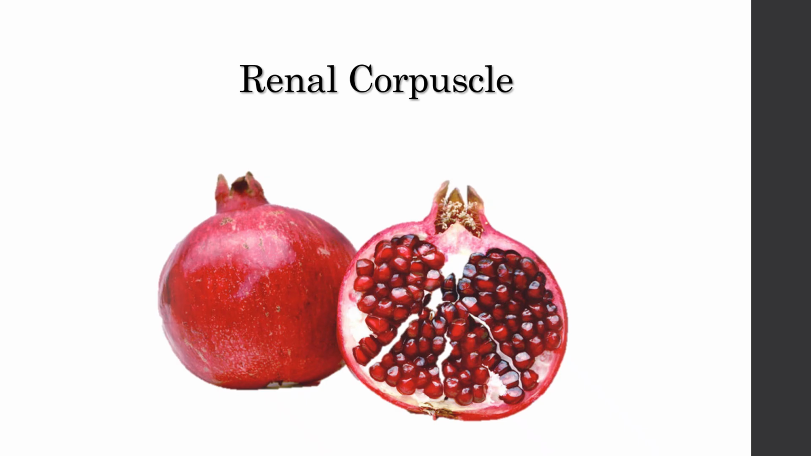Okay? The renal corpuscle is located only in the cortex. So if you're scanning a kidney section and you see no glomeruli, only tubules, you're likely looking at medulla, not cortex. That distinction matters diagnostically. Okay? Fun fact, each kidney contains roughly 1 million glomeruli. That's 1 million tiny pomegranates doing filtration 24/7.